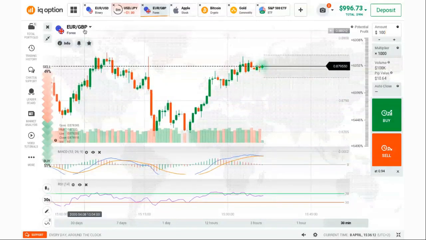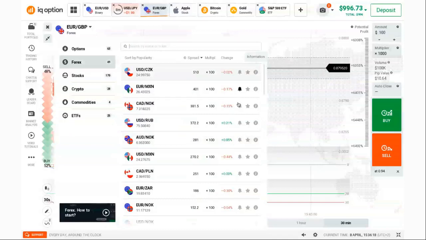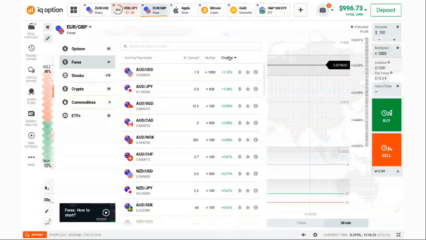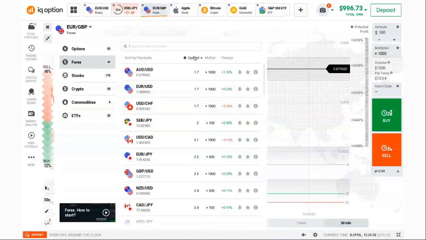In Forex, obviously we only find currency pairs because it's foreign exchange. And again, all the same features we saw before. Change shows me the order I might want to view by the best change going up or the worst change going down. I might want to see the assets that let me have the lowest multipliers to the assets that give me up to 1,000 multipliers, or leverage. They mean the same thing. I can also see by spread, the lowest spreads to the highest spreads.